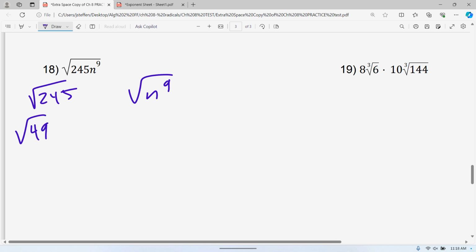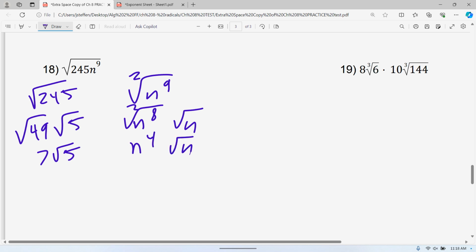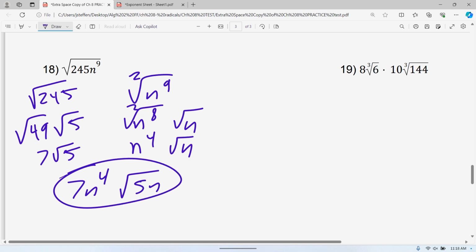49 times 5. For the n to the 9th, the closest I can get without going over is 8, so I need about one more to make up my 9. Then 8 divided by 2 is 4. Can't do anything else with that other radical. So you end up with 7n to the 4th times the square root of 5n.